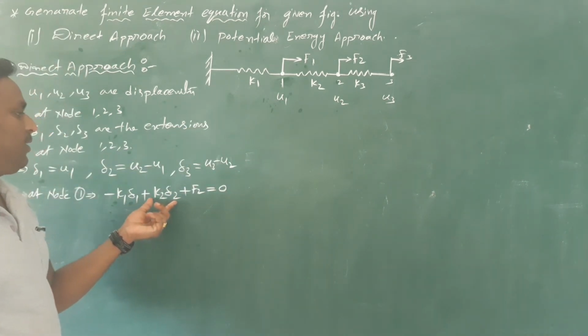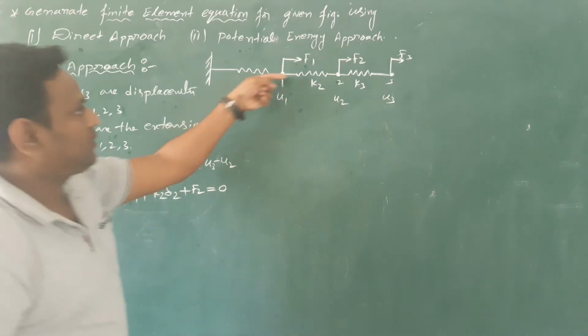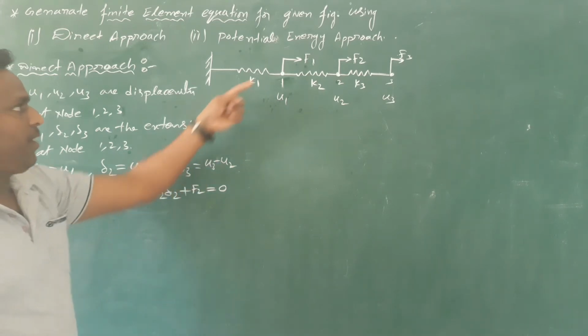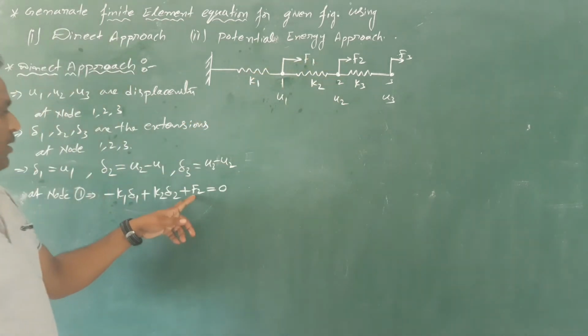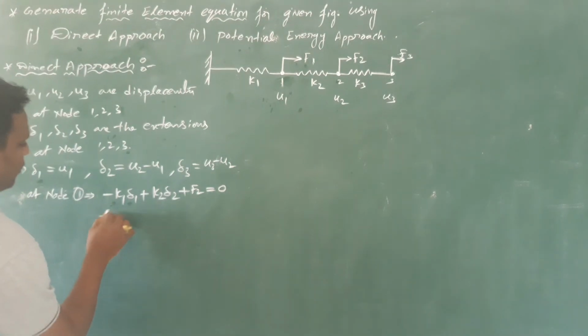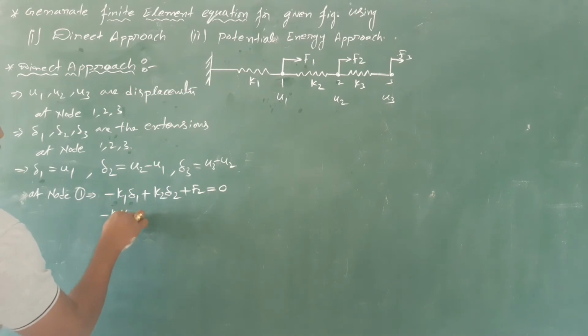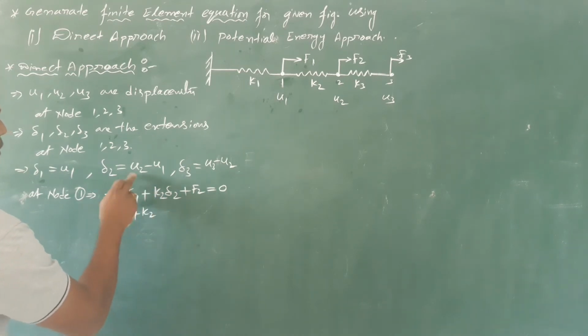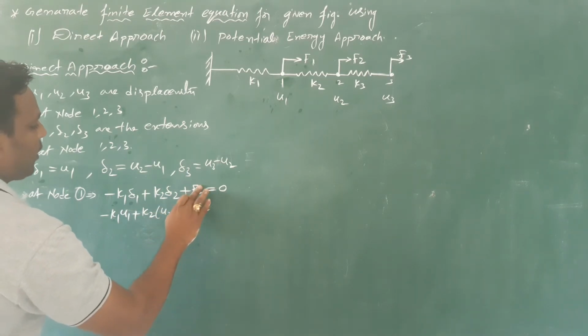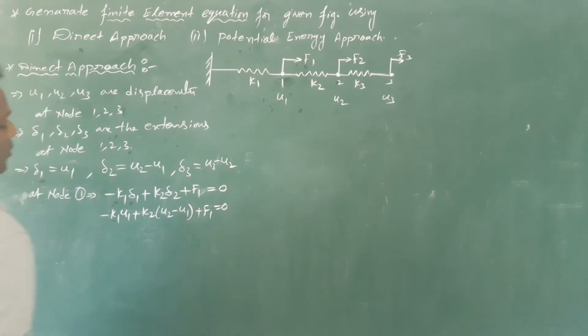Next, this force impacts this spring element, so I write the spring force in the same direction as the applied direction: K2 delta 2, plus F2, which is also in the forward direction, so I write it in the positive direction. Now substitute the delta 1 and delta 2 values: minus K1 U1, plus K2 (U2 minus U1), plus F1 is equal to 0.